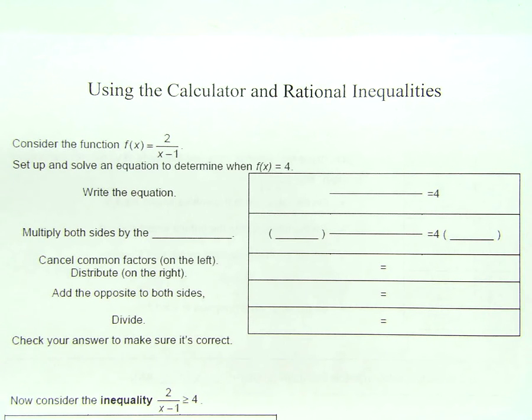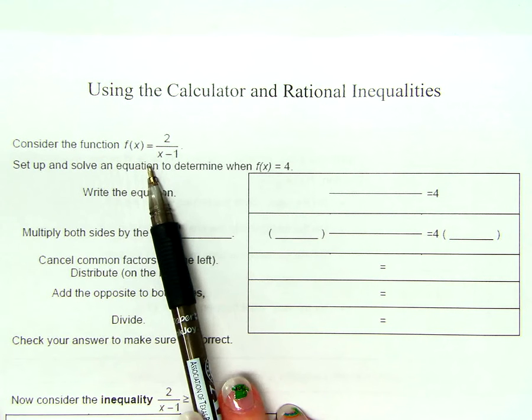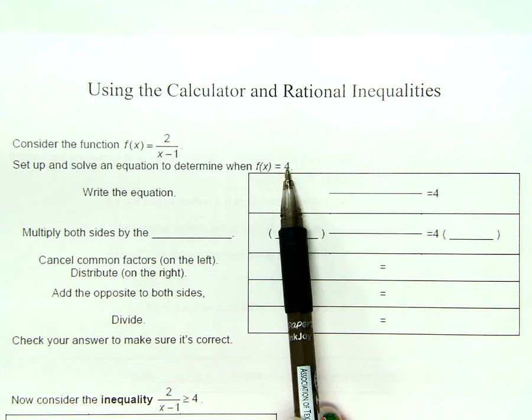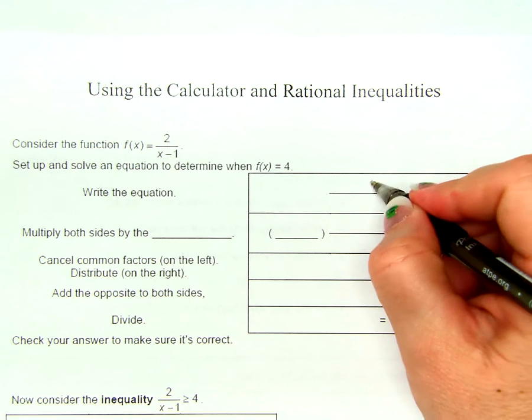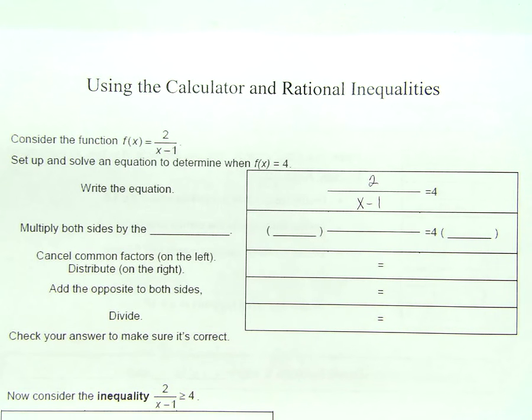So we're going to start off today with using the calculator and rational inequalities, okay? But we're going to start with something we know, something we understand. Look at this function. Consider this function. Let's set up and solve an equation for when this function equals 4. So if we have 2 over x minus 1 equals 4, how would we solve this equation?